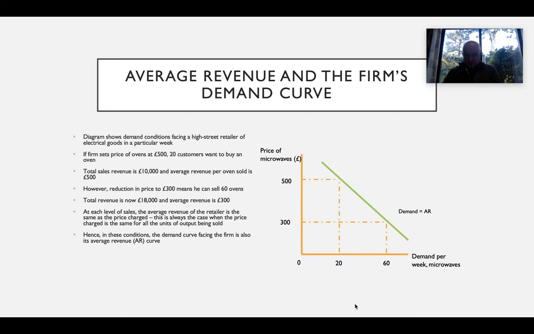So the average revenue and the firm's demand curve are one and the same, where, as we said before, the average revenue for the retailer is the same as the price charged, assuming that all the units of output are being sold at that particular price.